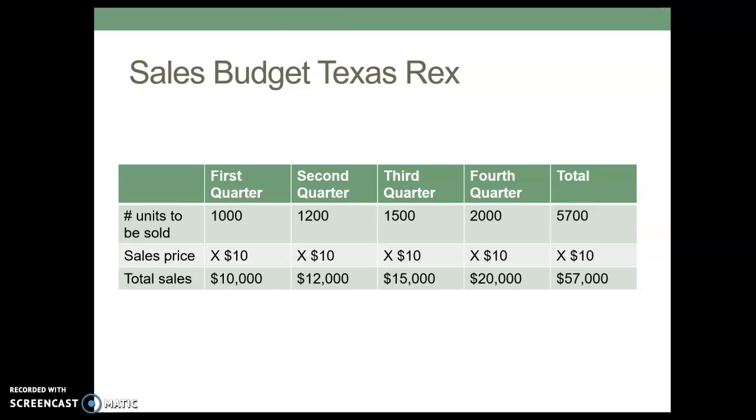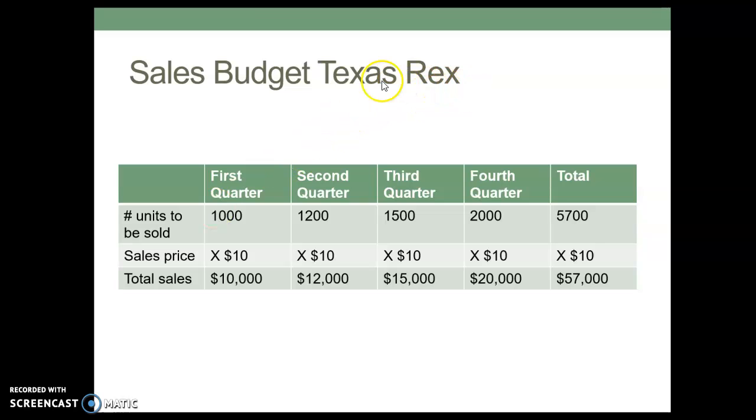Now on these slides, note that I don't have a regular heading. Normally we would have the name of the company, Texas Rex, and what is this? It's a sales budget. And then we would have the range of dates. It would say for the year ending December 31st, or whatever, of whatever year. We'll usually be doing this budget the year before, so maybe in the fall of the year before, maybe even in the summer. Well ahead of time.